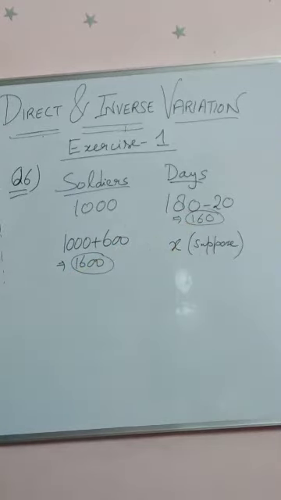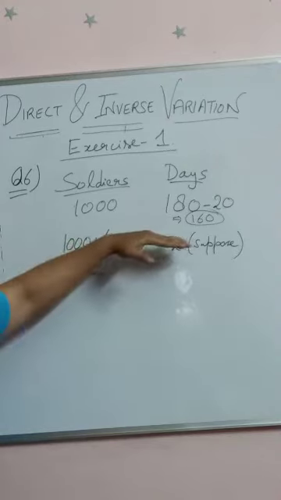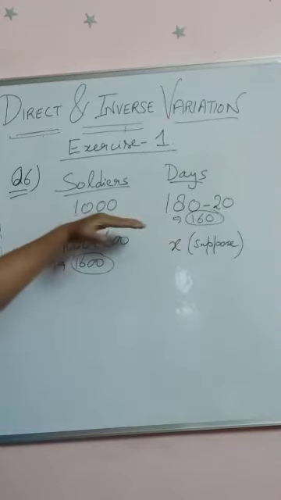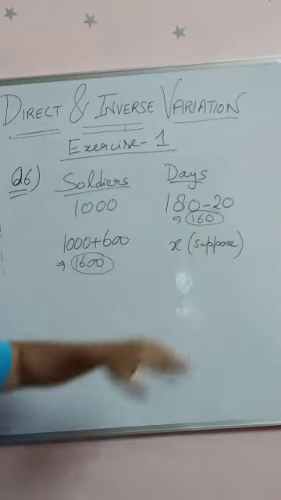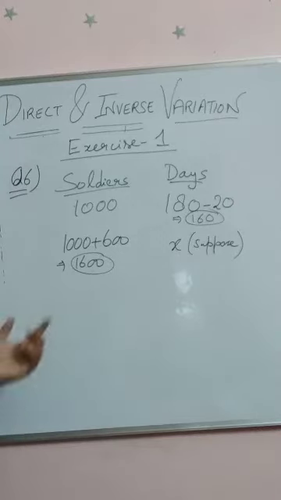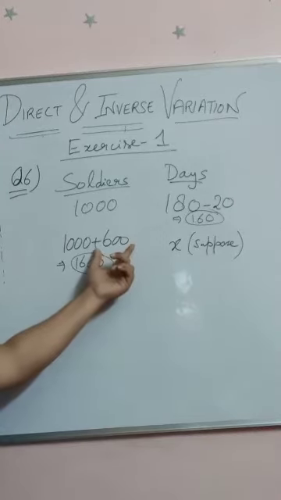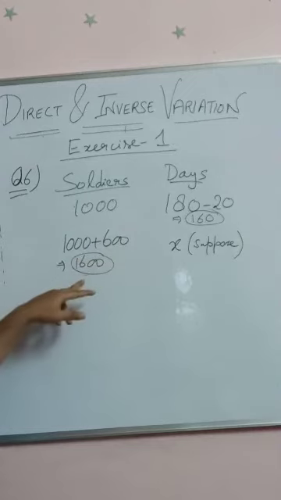So now we have this situation currently. After 20 days, what do we have? The food is there for 1,000 soldiers and it is going to last for 160 days because 20 days are already over. Now what happens? 600 more soldiers join the camp. So what is the total number of soldiers now? 1,600. They are asking us that for how many days the food is going to last.